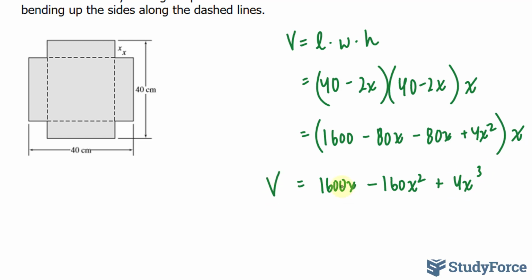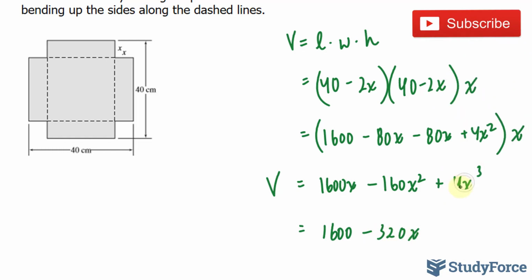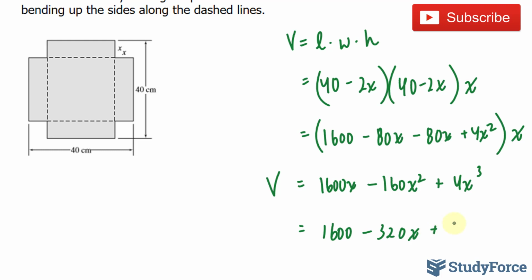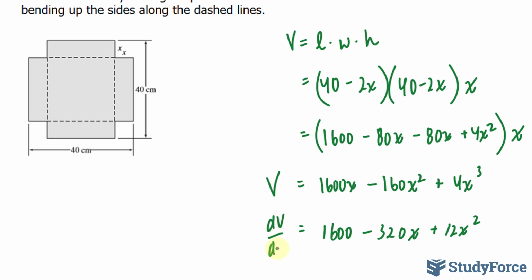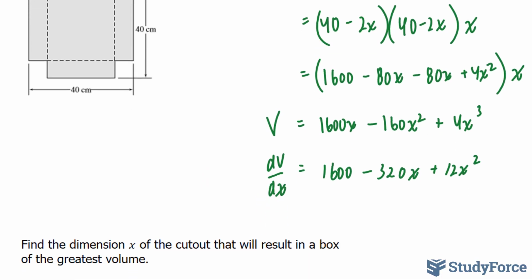Next, we'll take the derivative of each of these terms, and that's not hard to do. We can just use the power rule for each. The derivative of 1600x is simply 1600. The derivative of negative 160x squared is negative 320x. And the derivative of 4x to the power of 3 via the power rule is 12x squared. The derivative of V is dV over dx. Like I mentioned earlier, we need to set this equal to 0 and solve for our x.